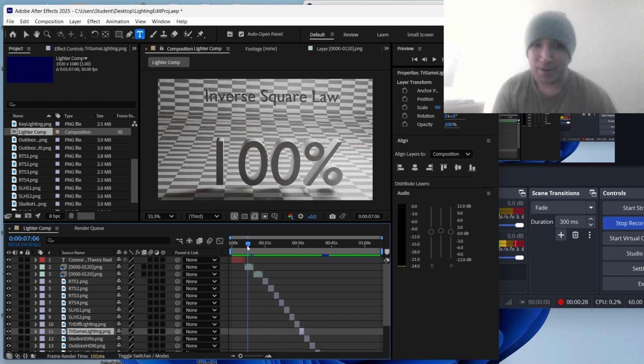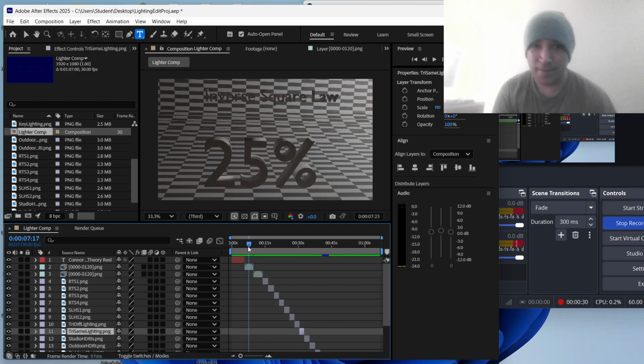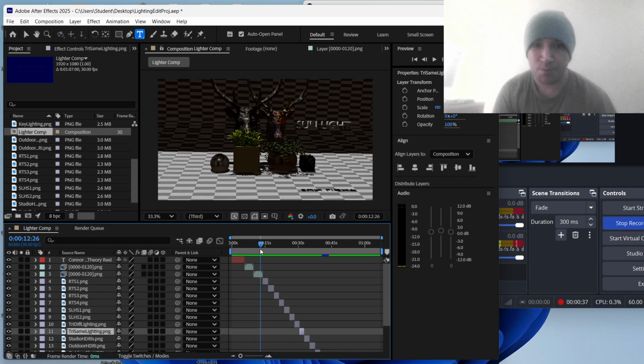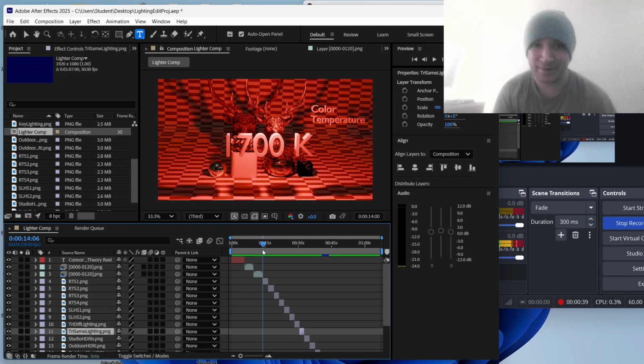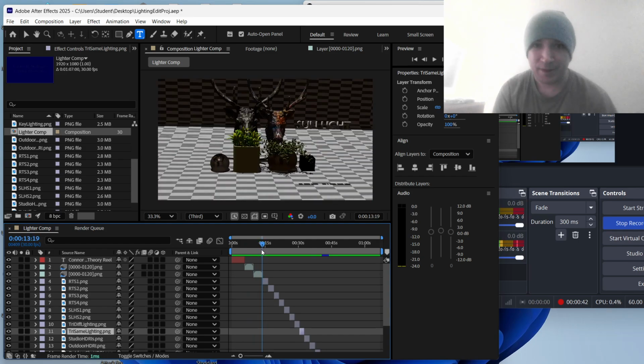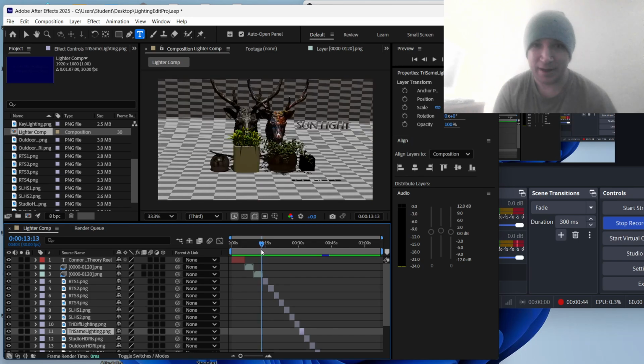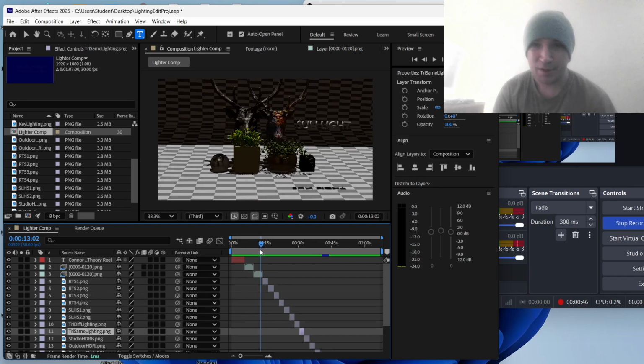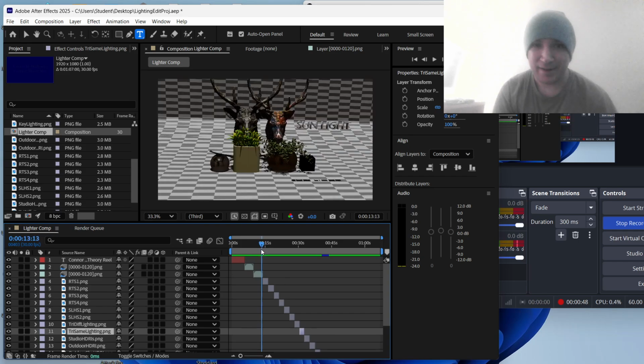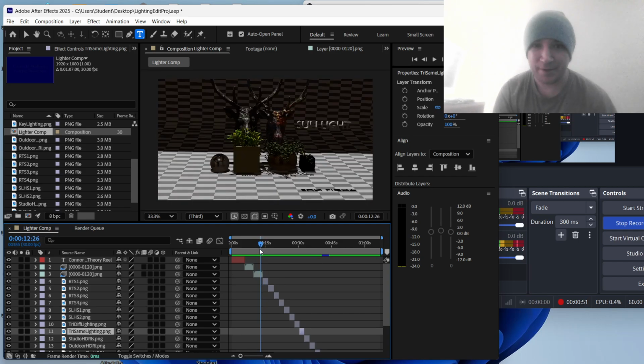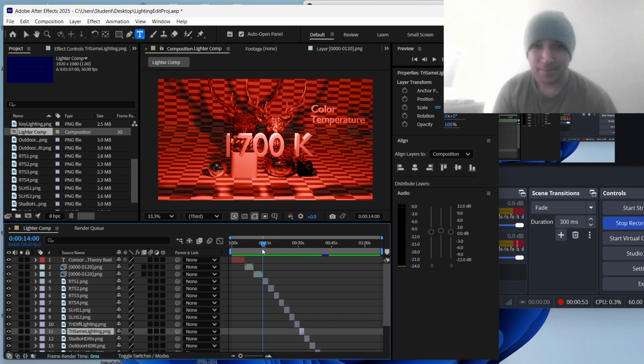When it comes to the inverse square law, the farther away a light is, the more it affects how the light behaves. That's what I did with the sunlight. I took the sun and rotated it to see how it affects the shadows and whatnot. Color temperature, I think, was probably the most prevalent thing I learned about in this assignment.